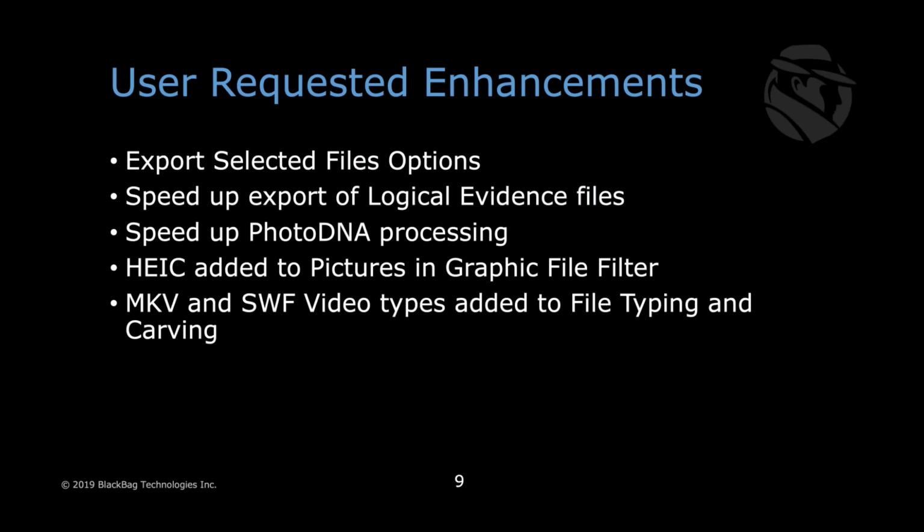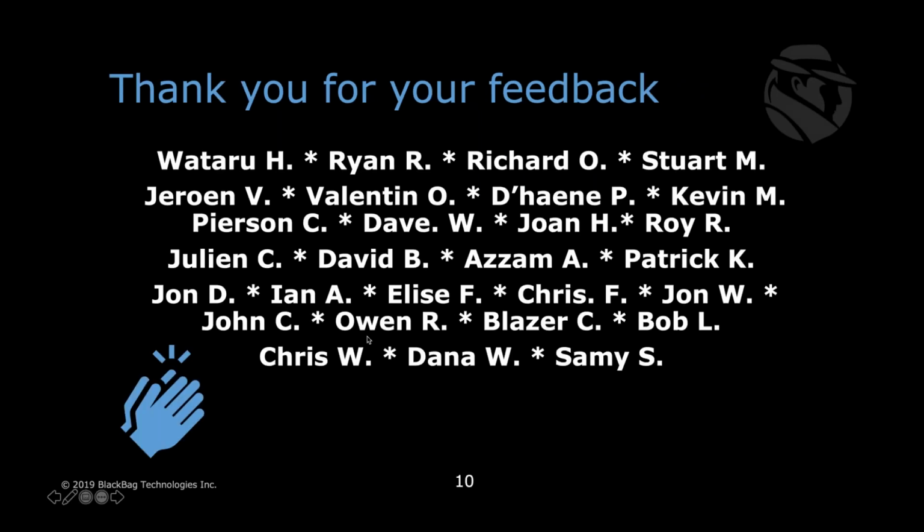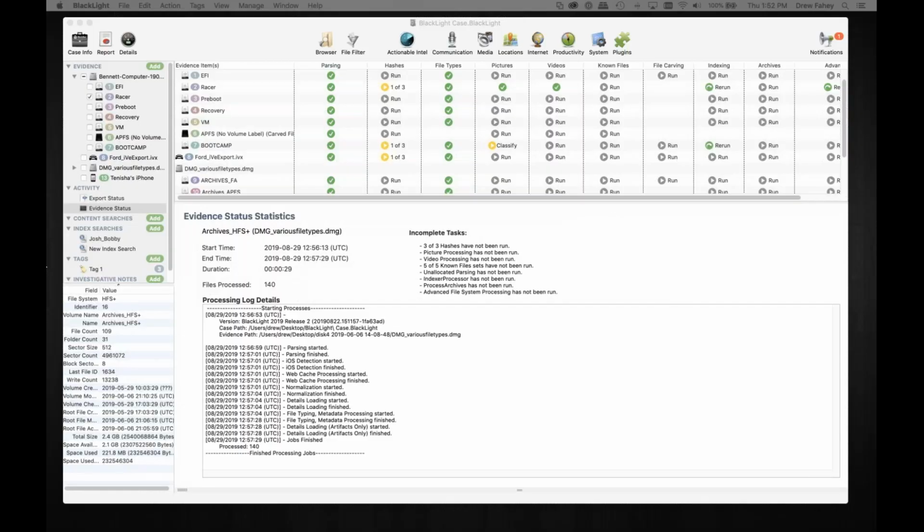So really quickly, if you go to the next slide, I just wanted to specifically call out the folks who did provide feedback that made BlackLight 2019 R2 better. And this is not a comprehensive list, but these were folks who really worked with us to identify things that we could make better and give us suggestions that made it into BlackLight 2019 R2. So Drew, if you want to click over to the product, we can show some of those user feedback improvements.